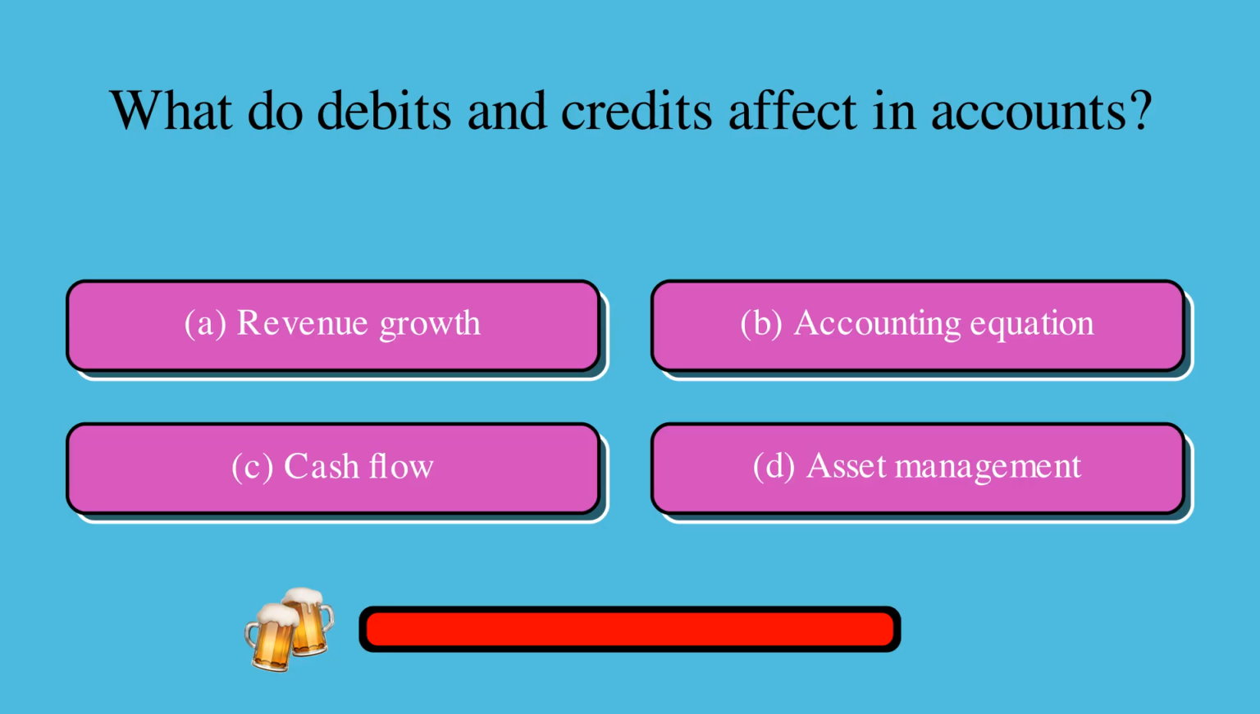What do debits and credits affect in accounts? Is it A. revenue growth, B. accounting equation, C. cash flow, or D. asset management? The correct answer is B. accounting equation.